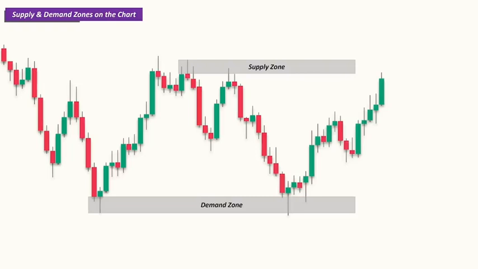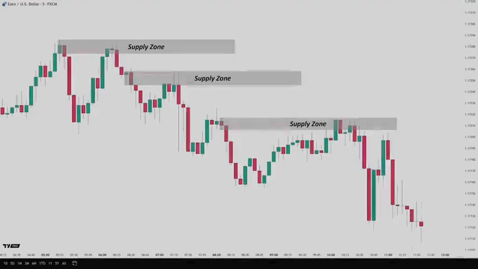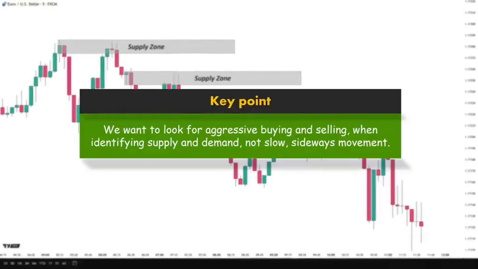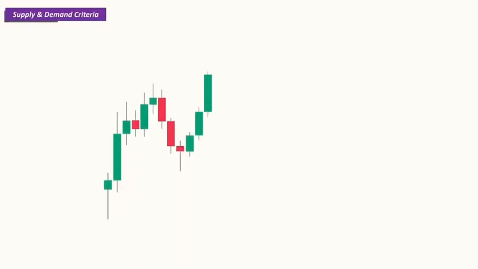In simple terms, demand zones act like potential support, and supply zones act like potential resistance. They help us identify areas on the chart where price is more likely to react rather than move randomly. But the key point here is that we want to look for aggressive buying and selling when identifying supply and demand, not slow, sideways movement. Strong zones are usually created by impulsive price moves, showing clear imbalance between buyers and sellers.